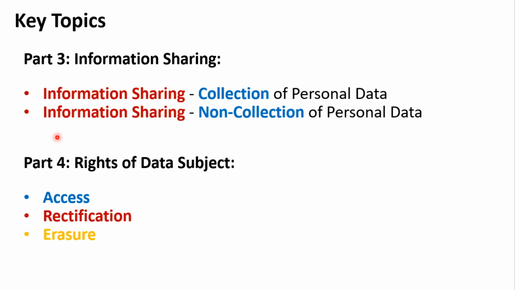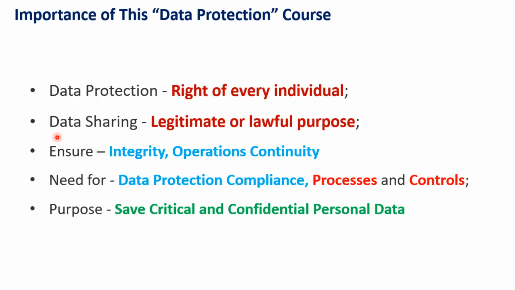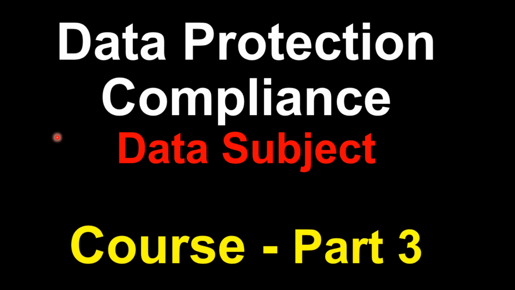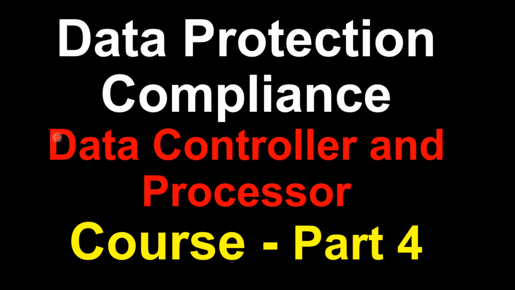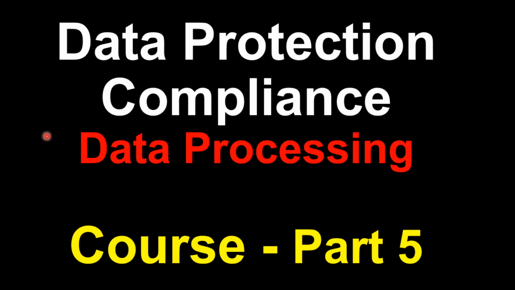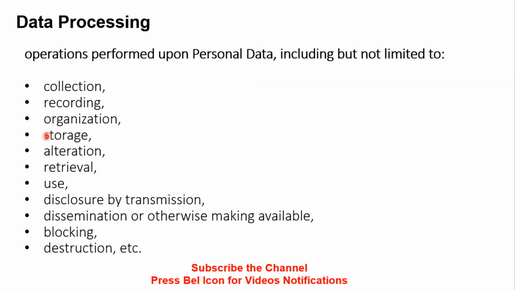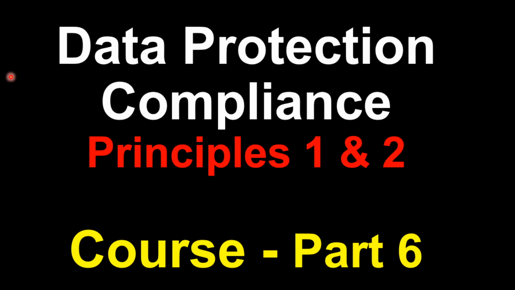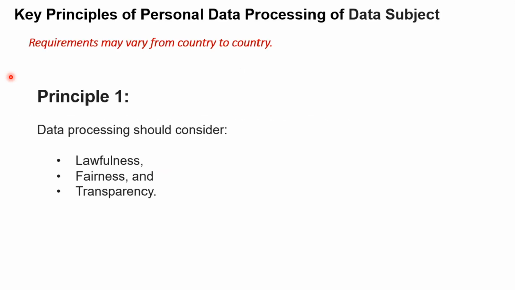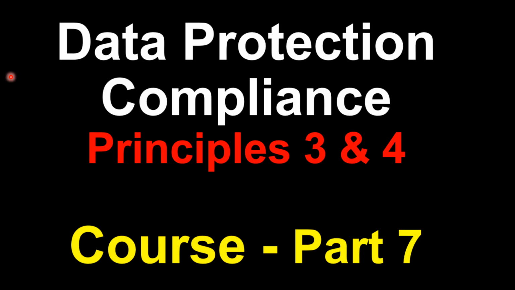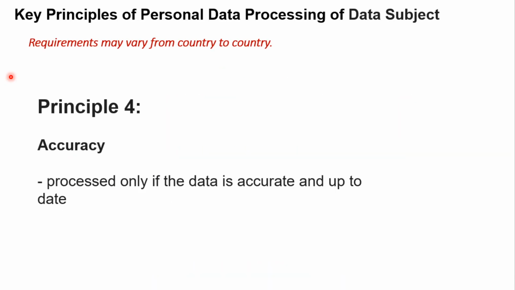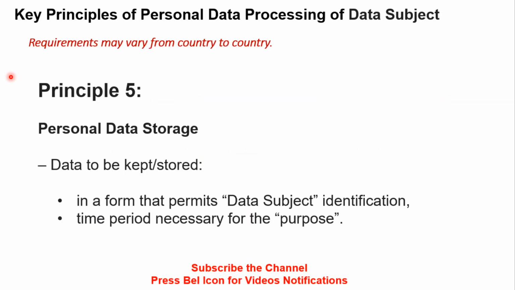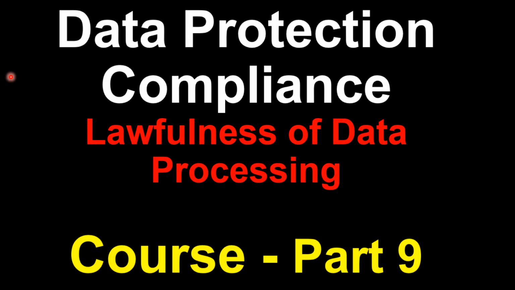In part 1, we discussed the course overview, and in part 2, we discussed different key concepts and importance of the data protection. And data subject was discussed in part 3. In part 4, we discussed data controller and processor, and then we moved on to discuss the data processing. Different forms of data processing were discussed. Part 6 was related to the personal data processing, and we discussed principle 1, 2 related to the data processing. Then we discussed principle number 3 and 4. Then we discussed principle 5 and 6 related to the data processing. And now we are going to discuss the lawfulness of data processing.